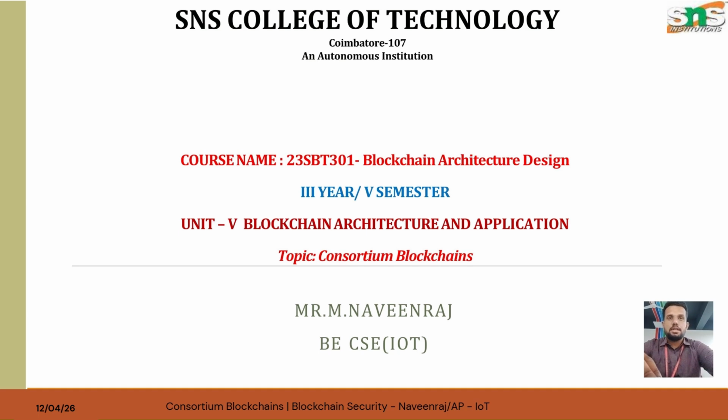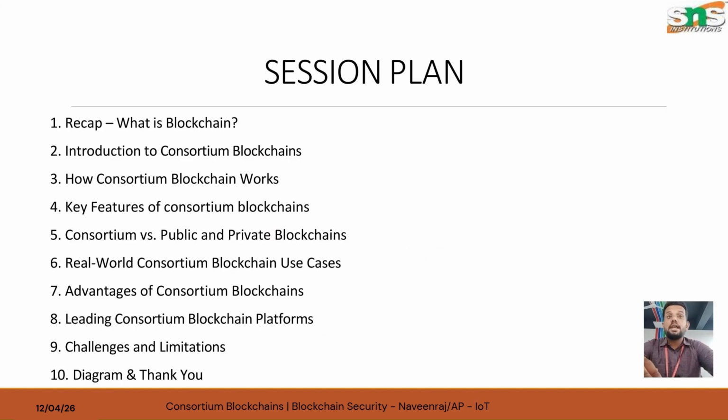Today we are going to discuss the topic Consortium Blockchain. This is one of the types of blockchain that we are going to discuss today. Consortium blockchain is a permissioned and semi-centralized, decentralized distributed ledger system where multiple trusted organizations collaboratively manage, validate and control the blockchain network. So this is the wonder of the Consortium blockchain.